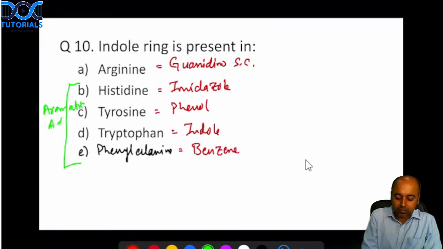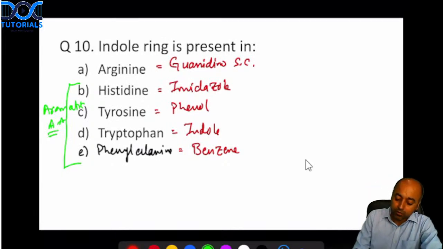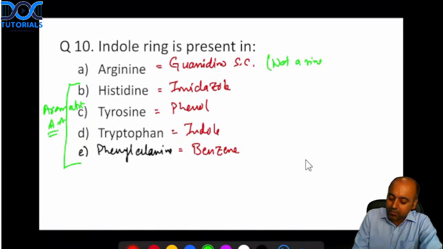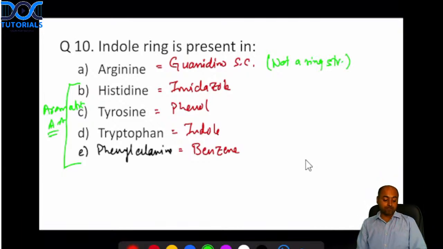Okay, so as you can make out, histidine, tyrosine, tryptophan, and phenylalanine, these are aromatic amino acids. They have the ring structure in the side chain, and each of the ring structures are named. So imidazole, phenol, indole, and the benzene ring are there. Please note, guanidino side chain is not a ring structure.